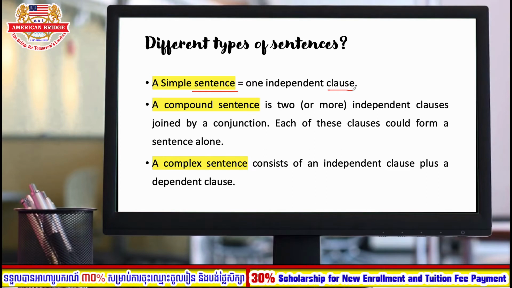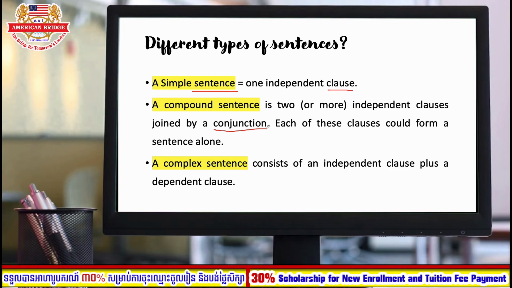However, a compound sentence has two or more independent clauses joined by a conjunction, right? As we have already learned about conjunctions, these are used to form a compound sentence. Each of these clauses could stand alone as a sentence. So a compound sentence is a sentence that has two independent clauses joined together by a conjunction, right?